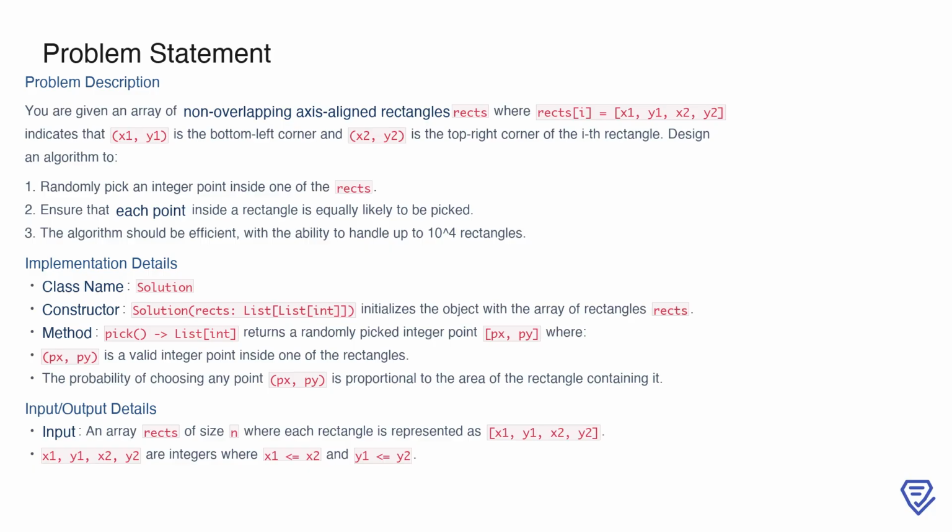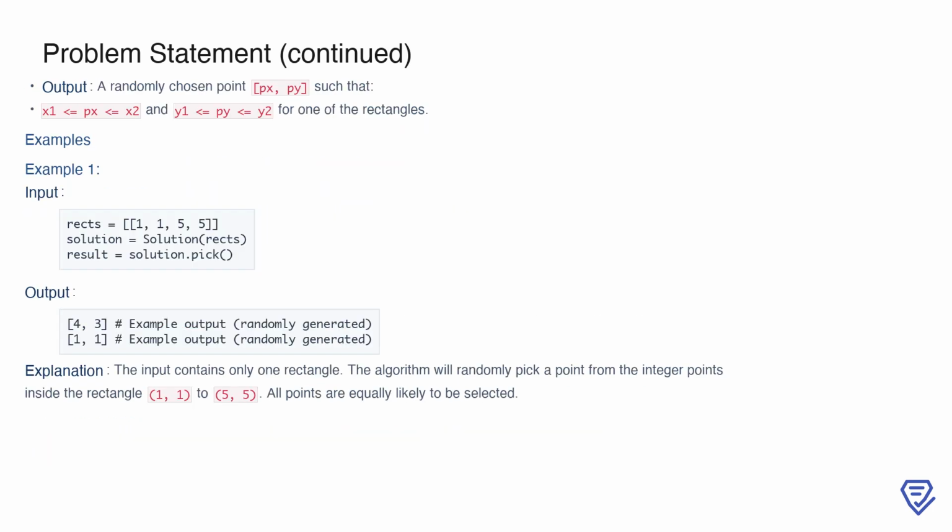The implementation involves creating a class called Solution with two main components: a constructor to initialize the rectangles and a pick method to return a randomly chosen point. The probabilities of selecting points must be proportional to the area of the rectangles they belong to, ensuring fairness in the selection process. The output of the algorithm is a randomly selected point, px, py, such that it lies within the bounds of one of the rectangles.